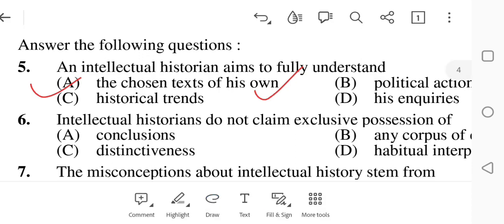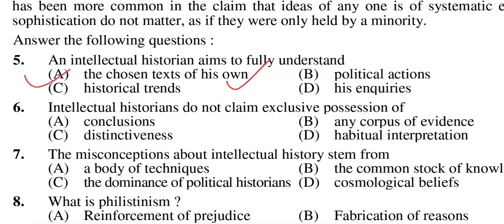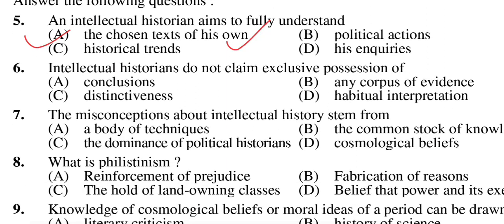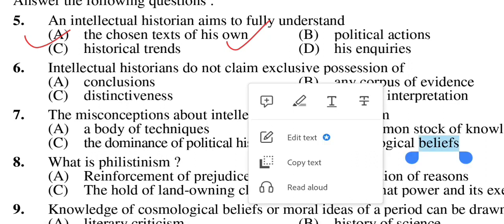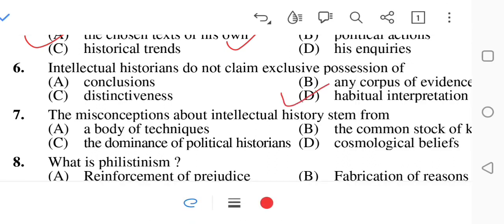Similarly, the next question, number 6: intellectual historians do not claim exclusive possession of what? Conclusions, any corpus of evidence, distinctiveness, habitual interpretation. Before my answer, you can pause the video and try to select one option from the four. So the correct option will be habitual interpretation, an element which is not claimed by intellectual historians. Okay, let me mark it. Done.